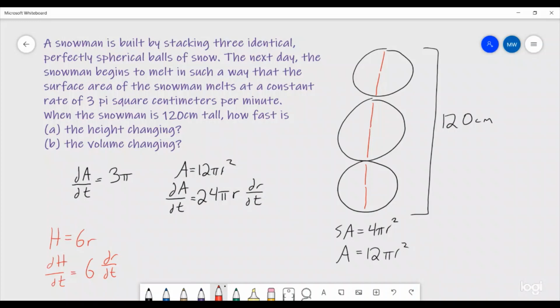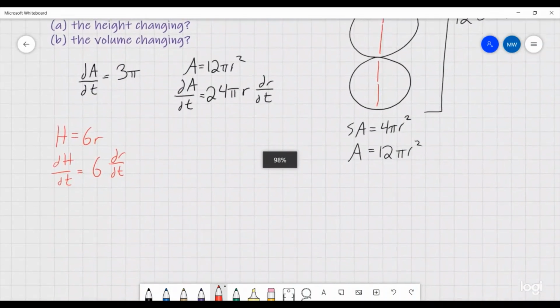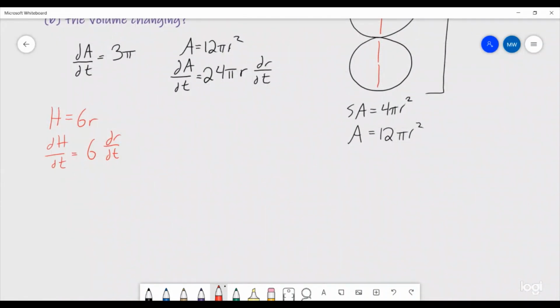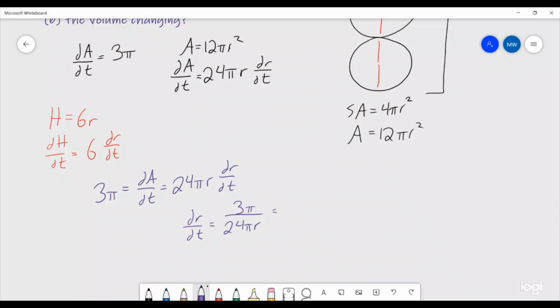So we are going to try and go through and solve for what is dh/dt. So let's go through and do this bit by bit. So we know that 3 pi is equal to dA/dt, which is equal to 24 pi r dr/dt. So we need to solve for dr/dt. That means that dr/dt is equal to 3 pi divided by 24 pi r. So this is a 1/8, or 1 over 8r is going to be dr/dt.